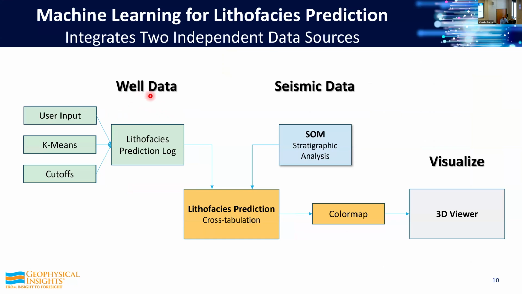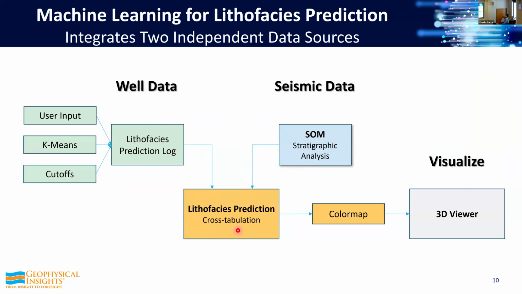It integrates two independent data sources. On one side, we have the seismic data, the self-organized maps that Deb and Robin were talking about. On the other side, we have the well data. In this case, we're going to do lithofacies data. And then these two are merged by cross-tabulation.